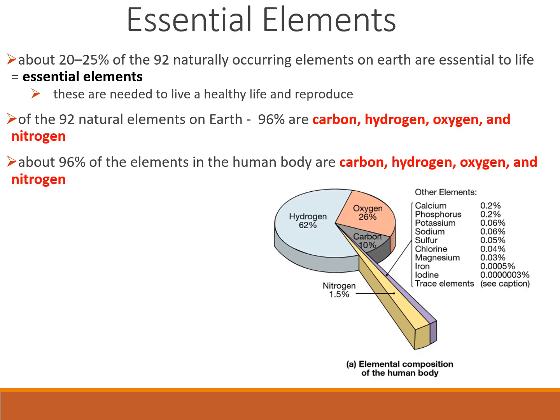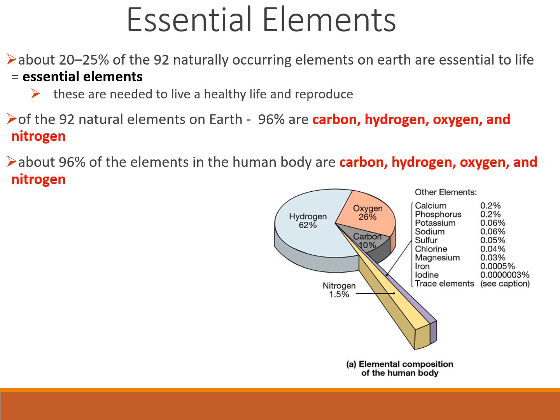There are 92 naturally occurring elements on Earth, and about 20 to 25% of them are essential to life for various organisms on this planet. These are needed to live a healthy life and so that the organisms can reproduce. And these 20 to 25% of those naturally occurring elements are referred to as essential elements.